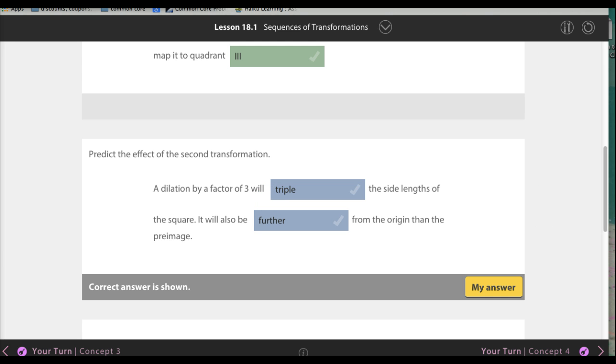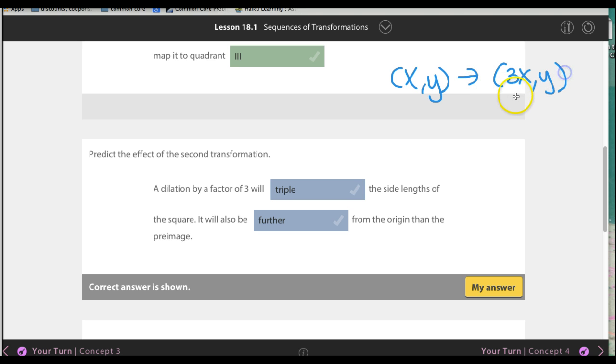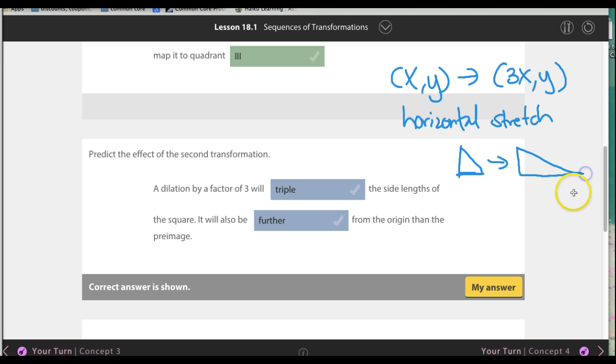So once again, what do you have to know? If you have x comma y, and you're multiplying something to the x only, and that's the rule, this is called a horizontal stretch. Basically what it does is, if you have a triangle like this, after you make the change, only the x part will be increased, or horizontal stretch. It means you stretch it that way, sideways, by 3 times, okay?